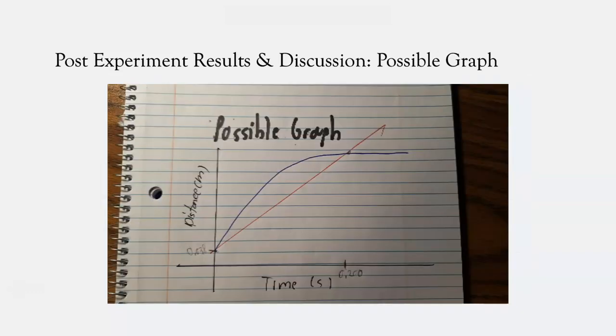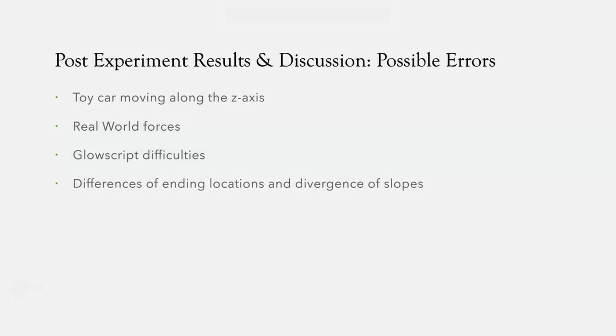A possible error here may be that when I took the average velocity, the car was already slowing down. Therefore, it was giving GlowScript a slower velocity to start off with. It was slow from the get-go. Some other errors that can be explained for this experiment are that the toy car moves along the z-axis, that there are still real-world forces acting on the car, and the GlowScript itself does have difficulties in its code data. It was also noticed that trying to update certain parts of the code end up causing entire magnitudes of difference in position.